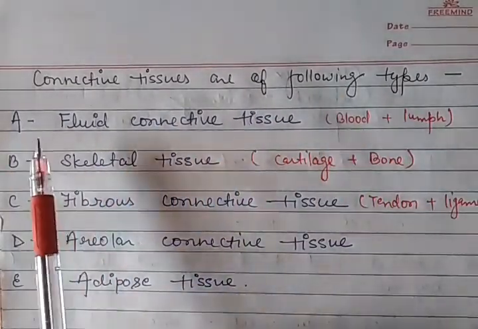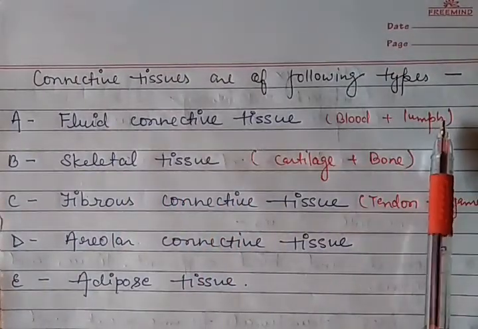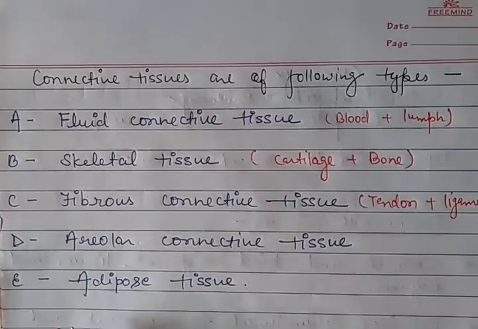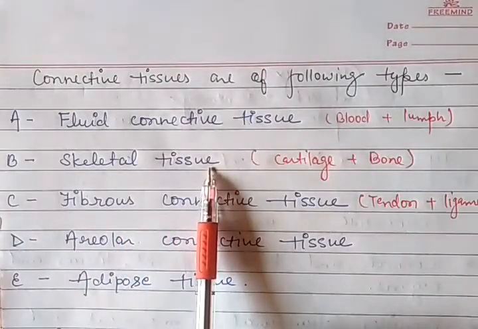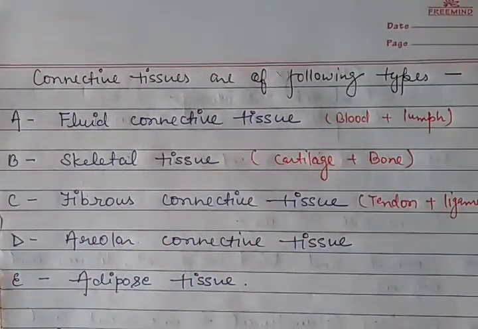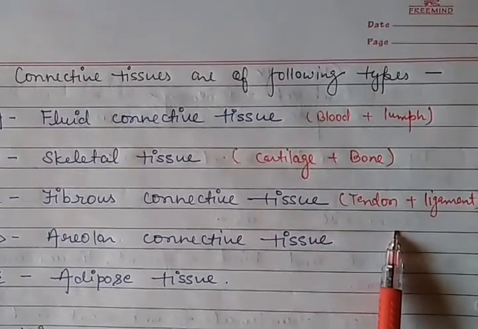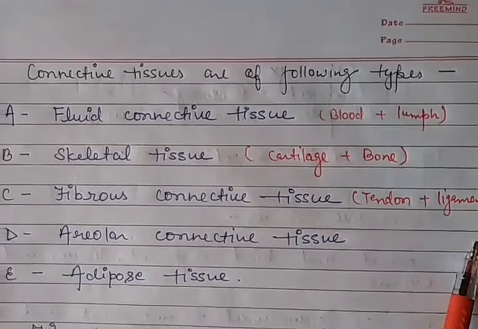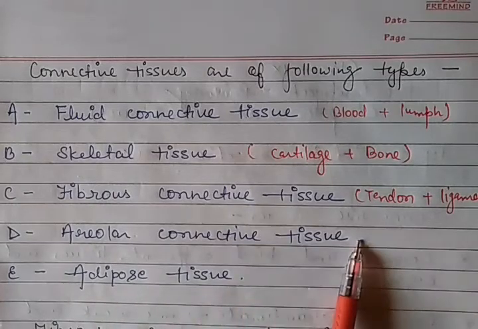The first one is fluid connective tissue, that includes blood and lymph, in which the matrix is in the form of fluid, it flows. Second is skeletal tissue, and this connective tissue includes cartilage and bone. Third is fibrous connective tissue. It includes tendon and ligament. The fourth type is called areolar connective tissue, which is the most common kind of connective tissue found in the body of animals.